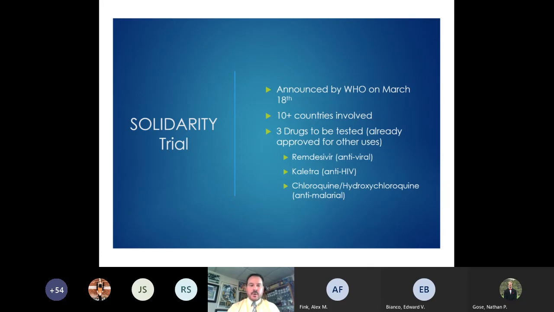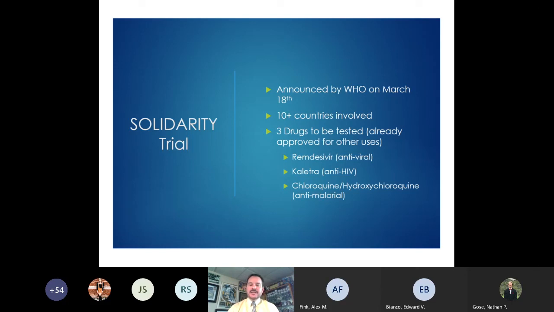Where are we heading? Well, the WHO just announced this solidarity trial. What they're doing is getting many countries involved. Right now there's 10 plus, and they're testing 3 particular drugs. These drugs have already been approved for other uses. They just have not been approved for COVID-19.